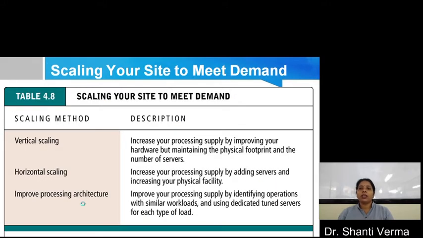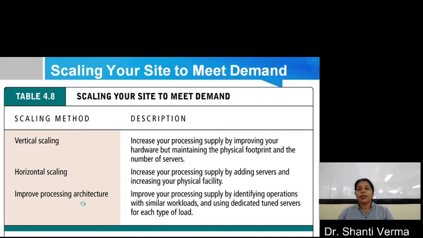Let's first discuss scaling your site to meet the demand. Basically, there are three types of scaling performed for an e-commerce website to meet the demand. First is vertical scaling. In vertical scaling, you increase your processing supply by improving your hardware but maintaining the physical footprint and the number of servers. Next is horizontal scaling. In horizontal scaling, you increase your processing supply by adding servers and increasing your physical facility.